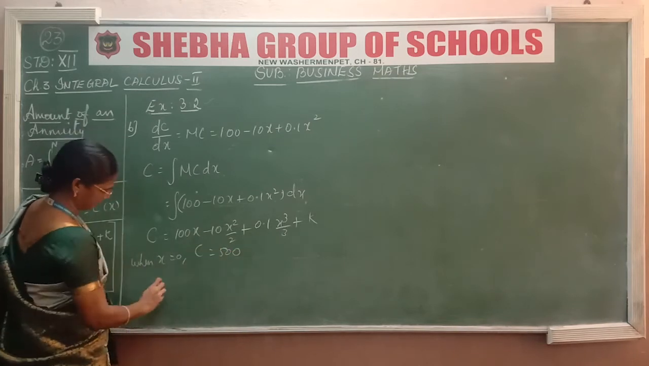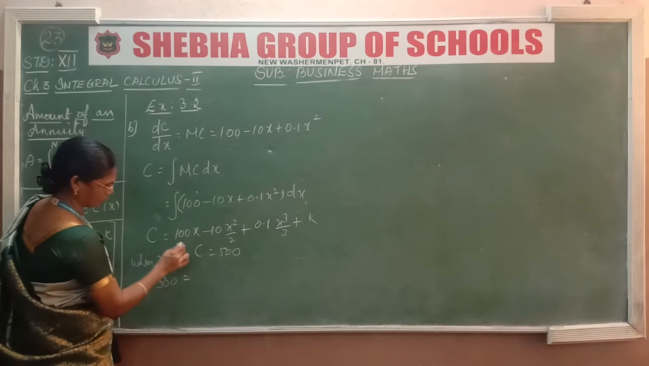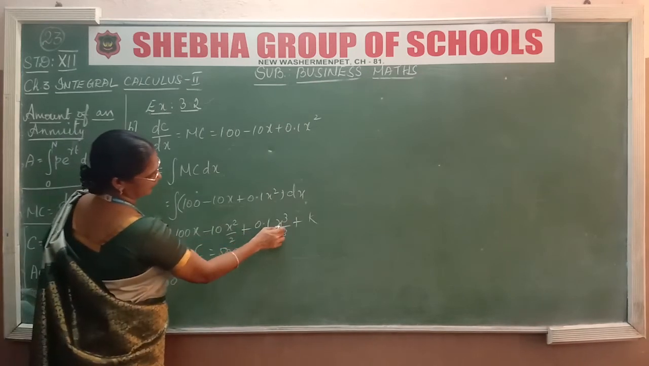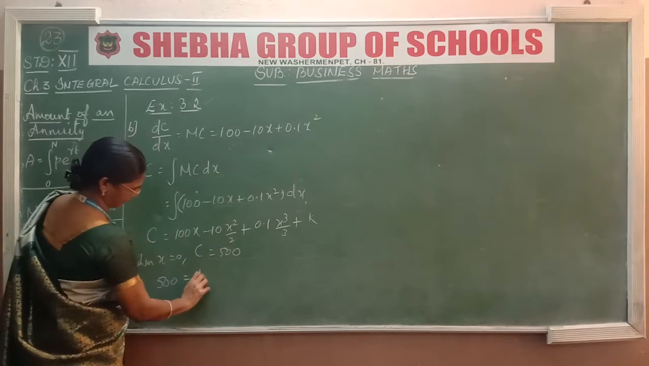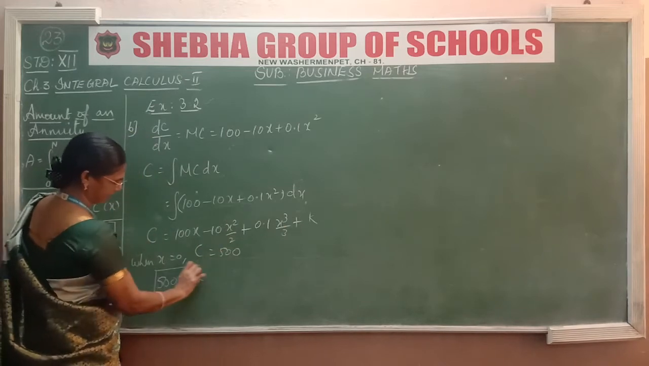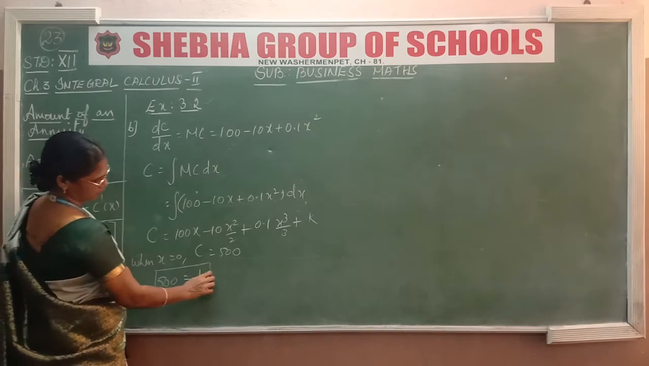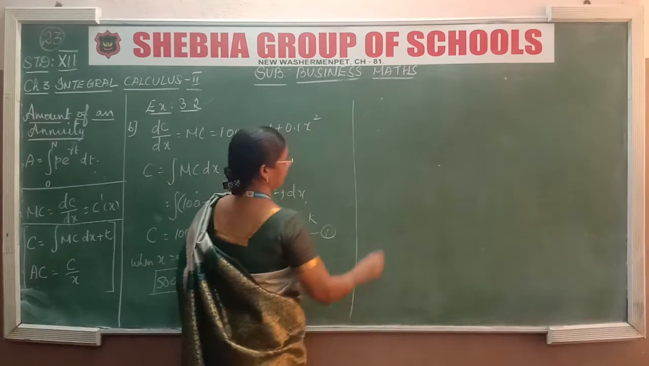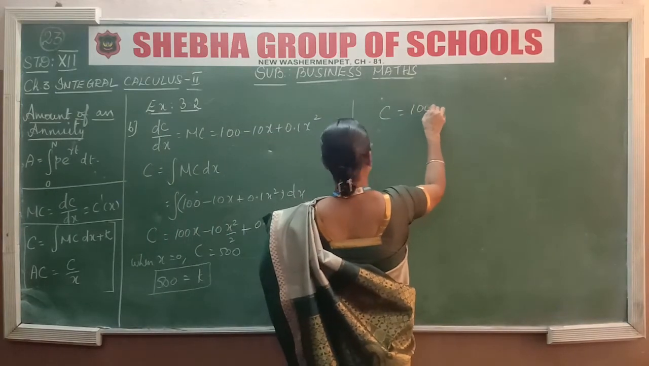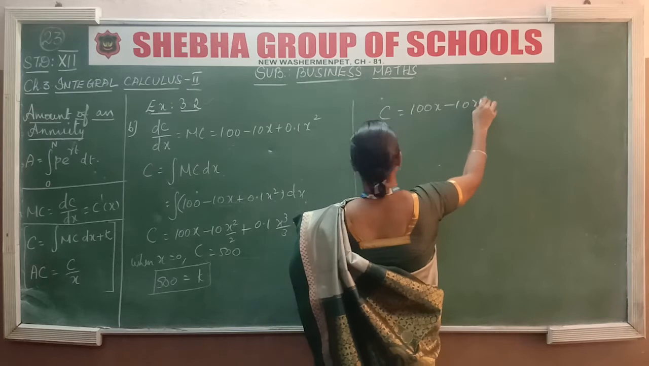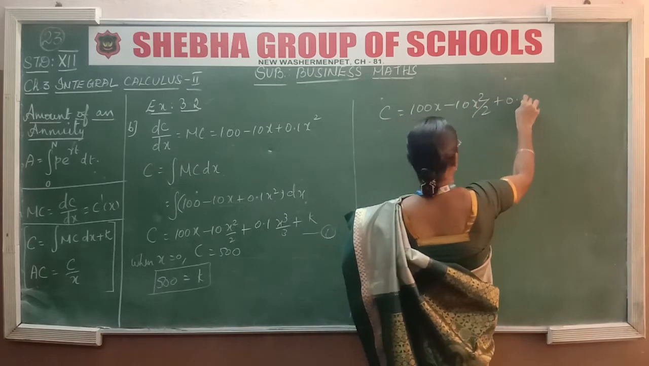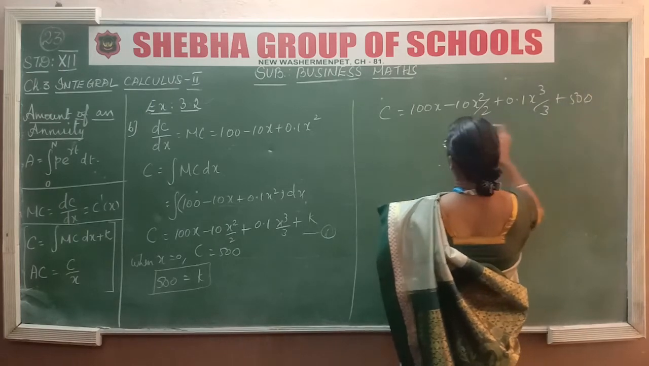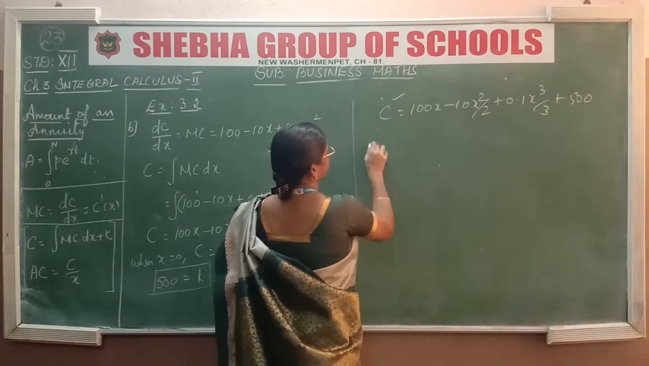Substituting this here, we get 500 equal to 100 into 0 minus 10 into 0 plus 0.1 into 0. So all vanishes, we get only K on the right hand side. So our K value becomes 500. Substituting this in the cost function, we get C is equal to 100x minus 10x square by 2 plus 0.1 x cube by 3 plus 500. This is our C.